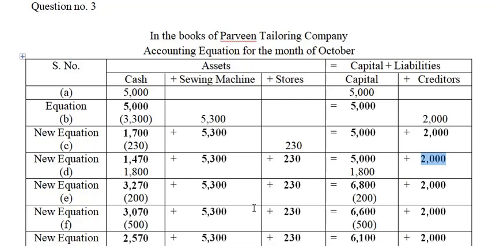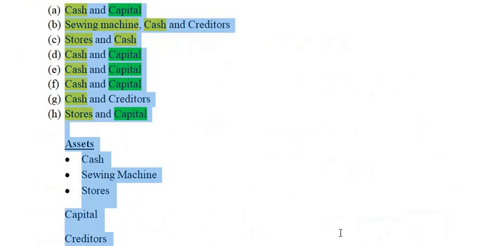Now in point number D, you are receiving cash for providing the services, for sewing and stitching the clothes, rupees 1,800. So this 1,800 will come under the cash column. Cash is being increased and capital will increase. Again I want to refer to this working note. It should be in front of you.